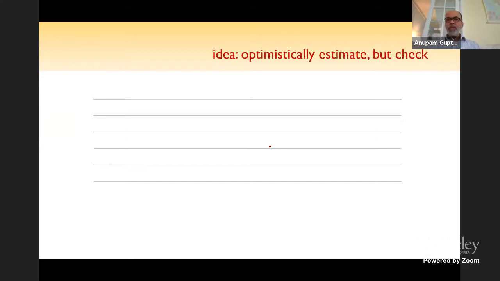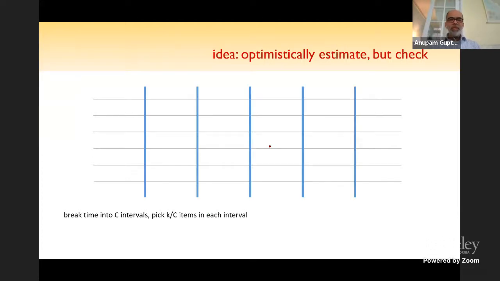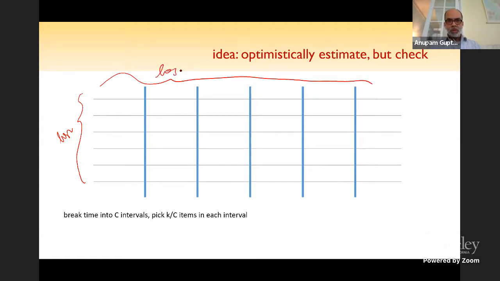Okay, so here's the idea. Break time into C intervals. Think of C as log. That's log for sure. And think of C, the number of intervals, as also log, but this is log of log over epsilon, let's say, or something like this. So the number of intervals is much more than the number of value levels.